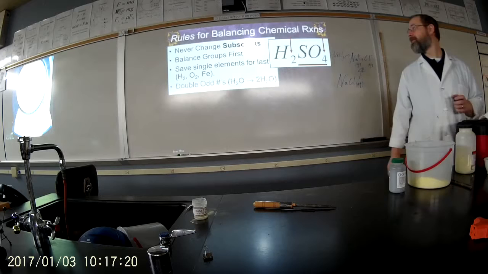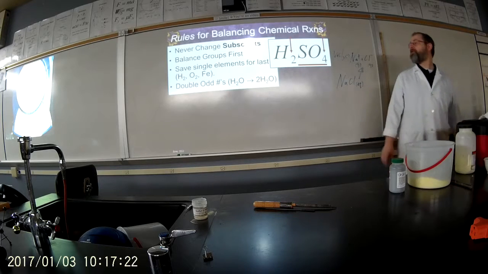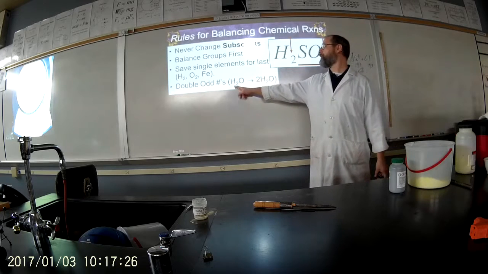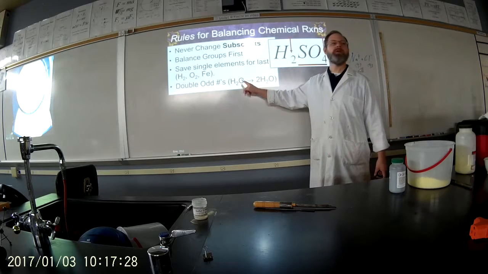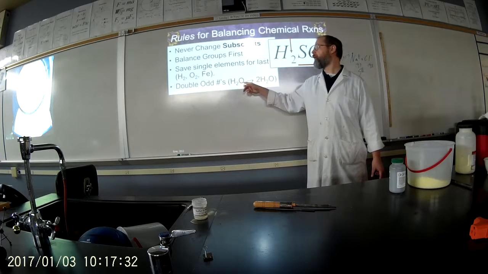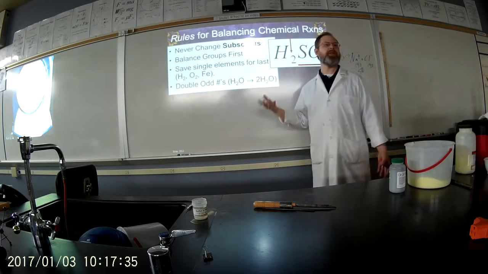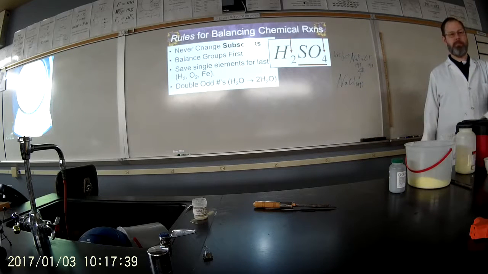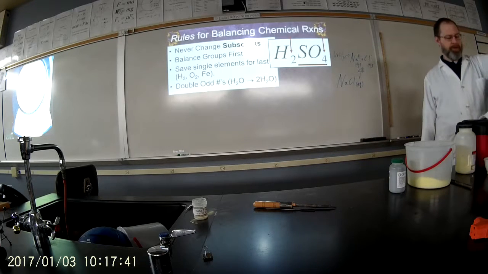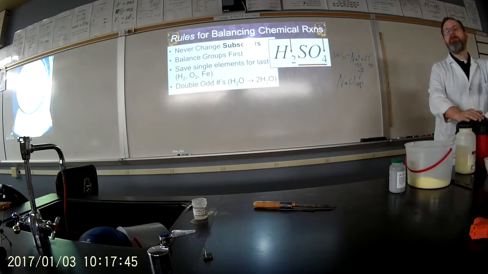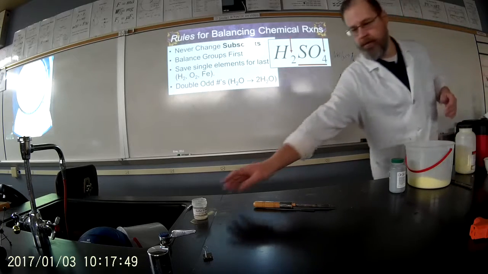Hint: if you find yourself stuck because you have an odd number of things, here you have two hydrogens and one oxygen, if you find yourself stuck because you have a compound that's a 2 and a 1, just double it, make everything even. You can always reduce later. A lot of people get really frustrated, like, this thing has 2 and 1, what do I do? Double it, make everything even, you can always go back and reduce later on.